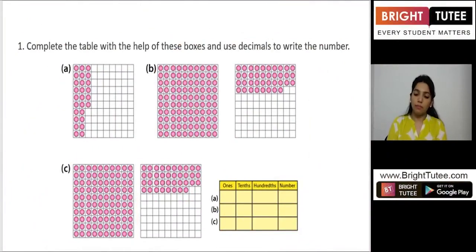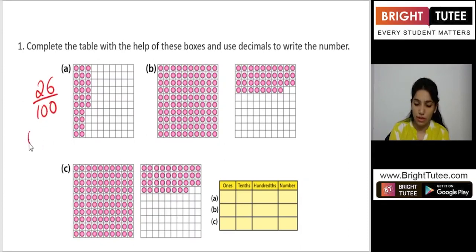Now, let us complete these numbers. We need to complete the given table using these images. Let's start with the first one, the A part. In the A part, out of 100, how many do you see shaded? It is 20, 1, 2, 3, 4, 5 and 6. It is 26. 26 out of 100 are shaded. So it is 26 over 100. How do we write this as a decimal? It is 0.26, right? So let us put this in the table.